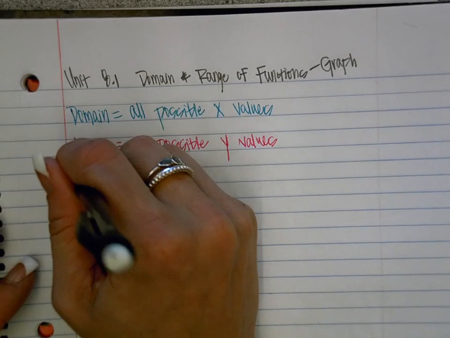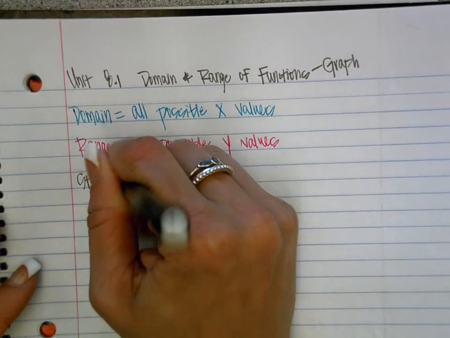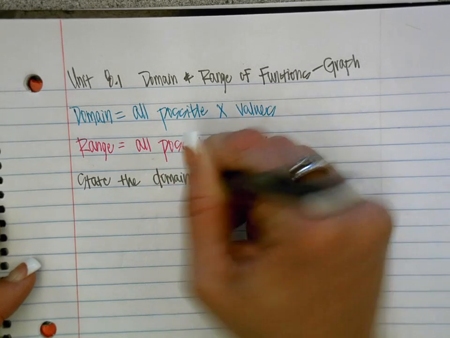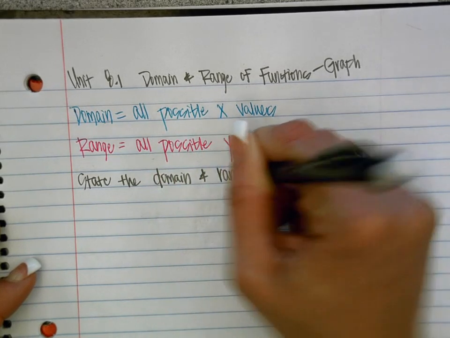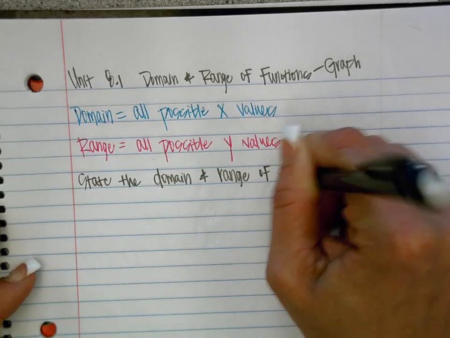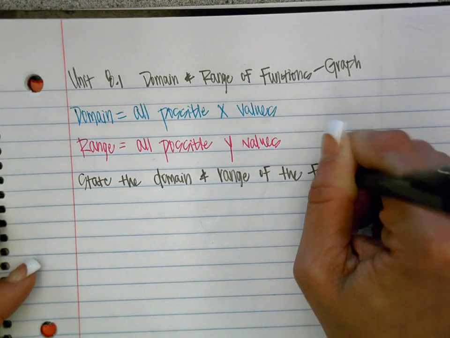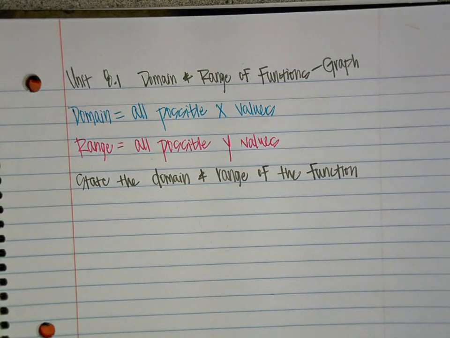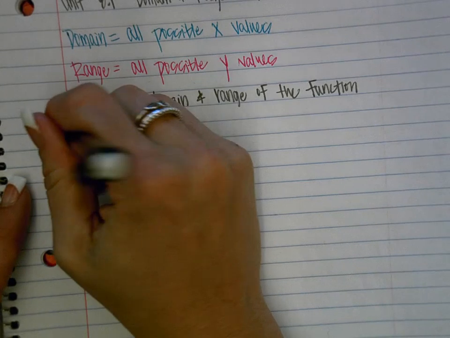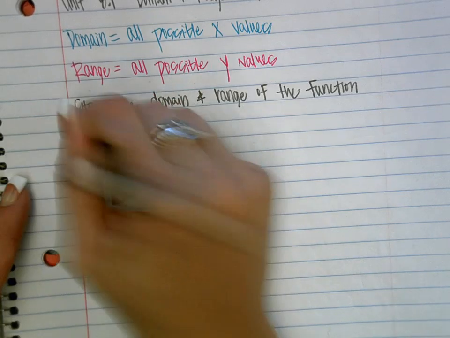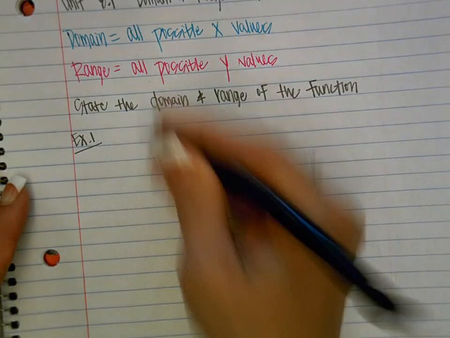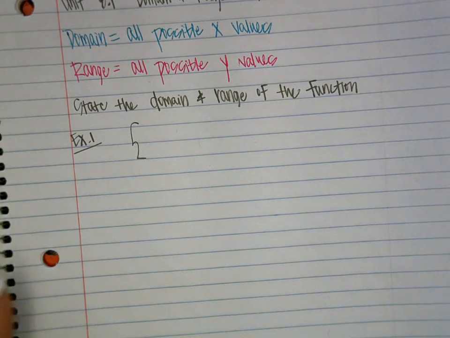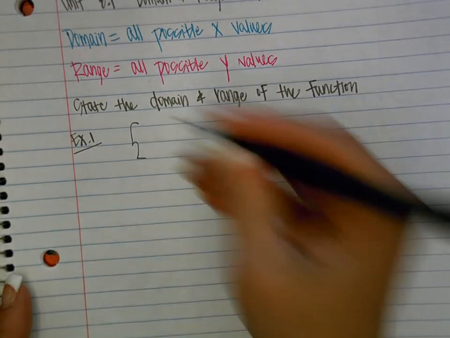Okay, so your instructions are going to ask you to state the domain and range of the function. So the first part we're going to do is you're going to be given a list of ordered pairs. Okay, so basically you're going to see these kind of funny looking brackets. And I'm going to give you a list of points.